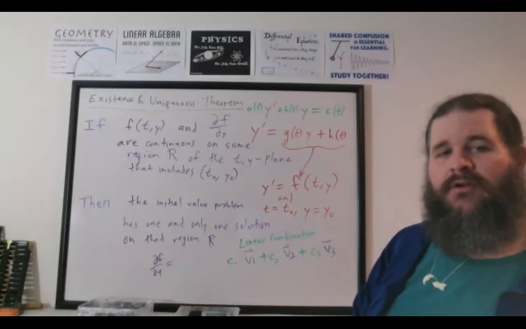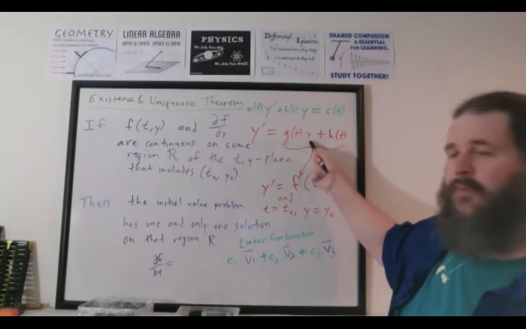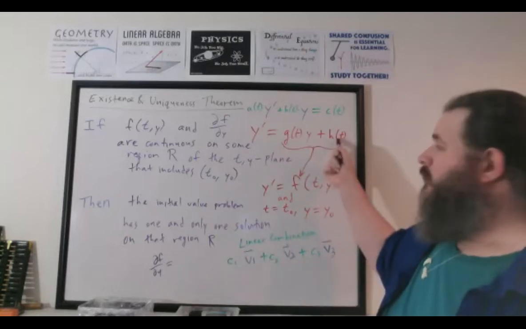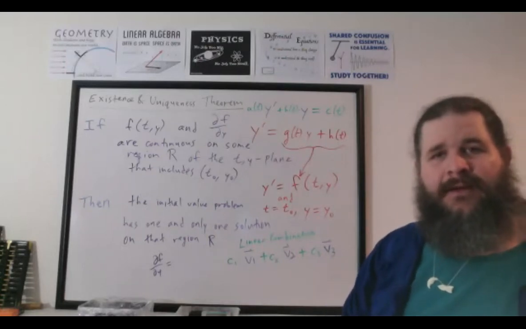Any first order linear equation can be written as y prime equals something about t times y plus something else about t. And those functions could be constants, they might even be zero, but they could be any function of t as well.